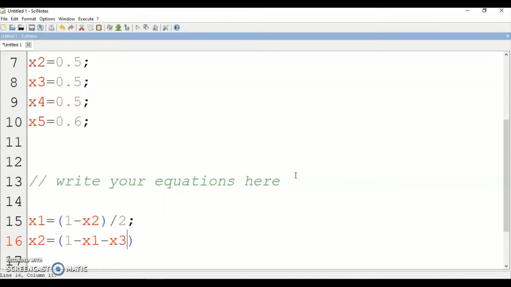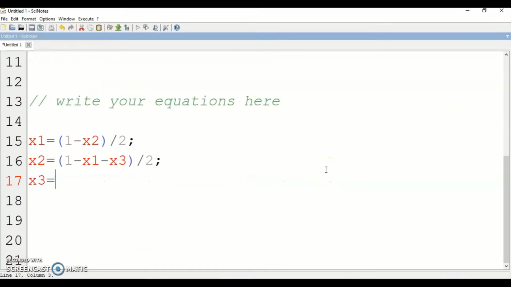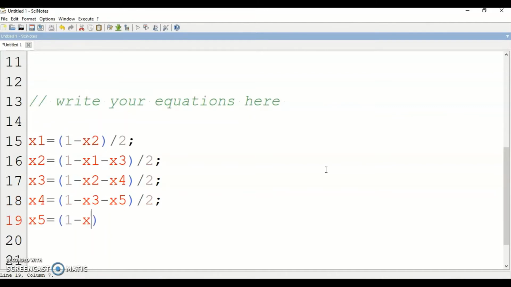minus x3, divided by 2. And then I have x3 equals 1 minus x2 minus x4, divided by 2. And then x4 equals 1 minus x3 minus x5, divided by 2. And x5 equals 1 minus x4, divided by 2. Okay, this is the 5 by 5 equation from earlier on.